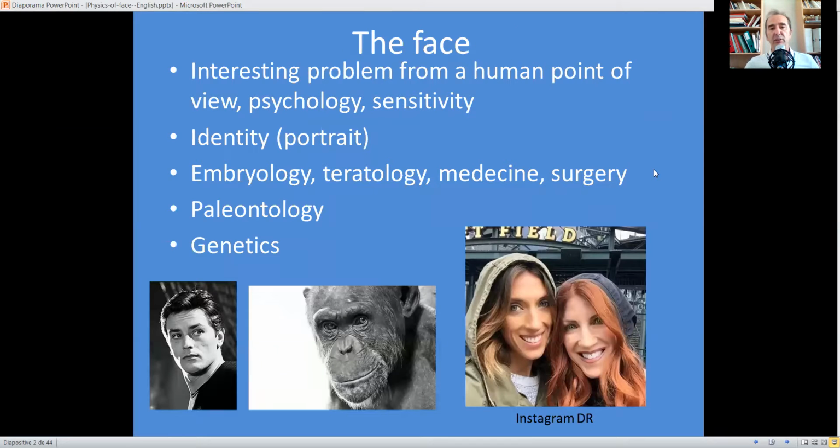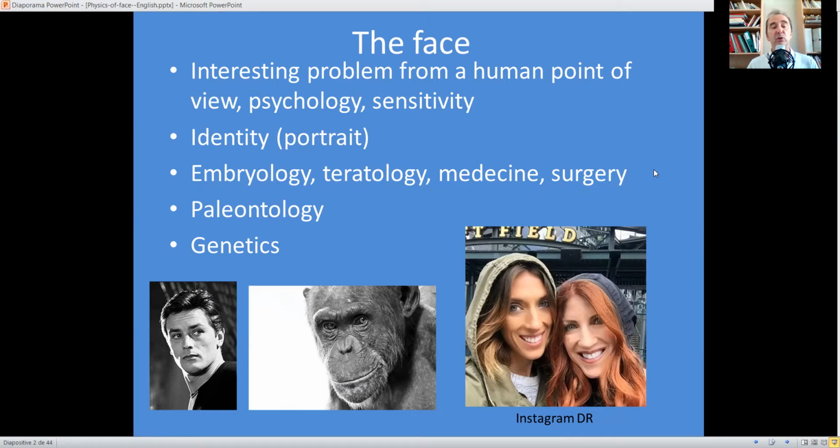So the face is an interesting question, maybe not problem, but question from a human point of view, because of course it's related to psychological issues, to our sensitivity, to our connection with others. And independently of psychology, the face is related to our identity, since an identity photograph is a portrait, and for your passport, you will take an identity photo, it's a portrait.